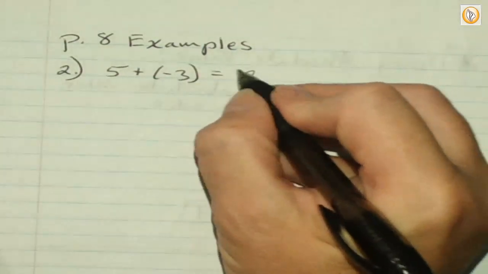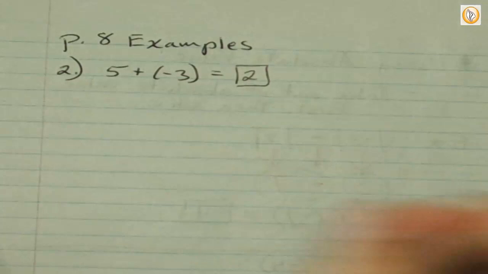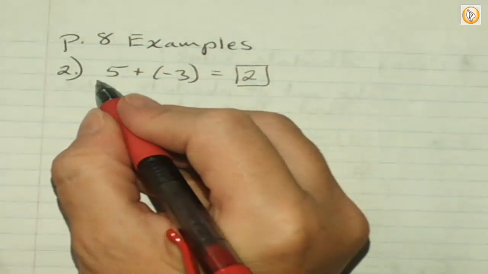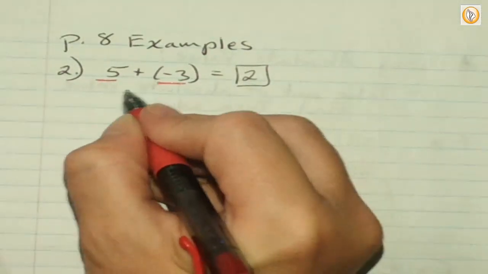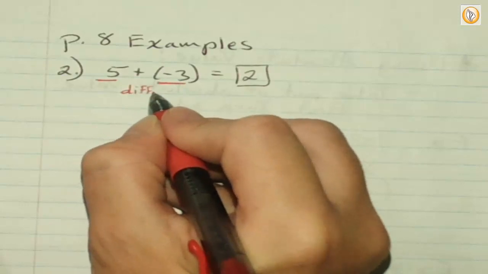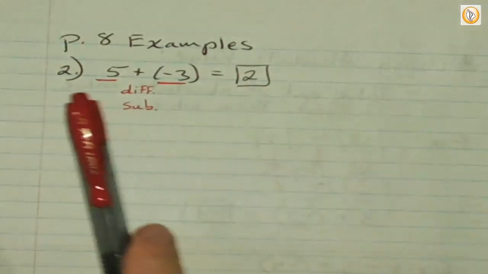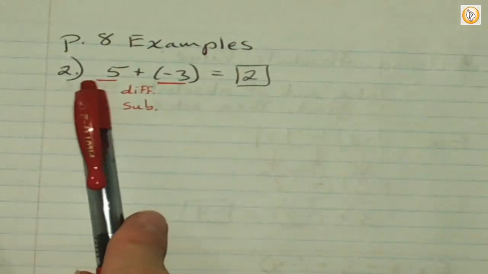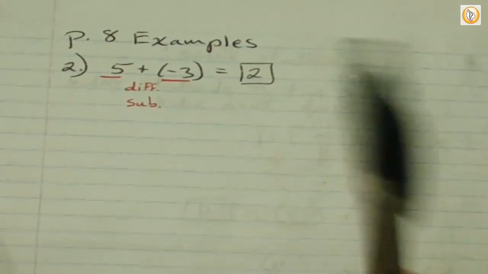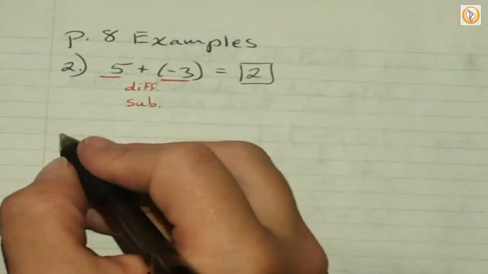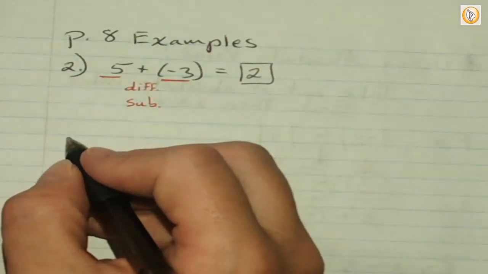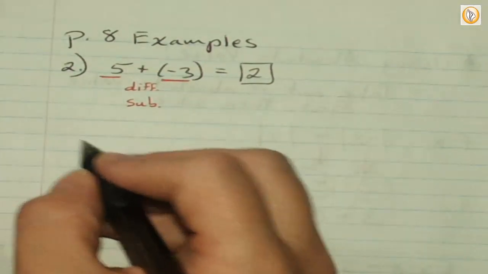Positive 2. Very good. The signs are different. Remember, signs are different. So then you subtract, and I'm just writing this, you can too, and then take the sign of the largest. And since 5 is positive, the answer is positive. Any questions? Okay.